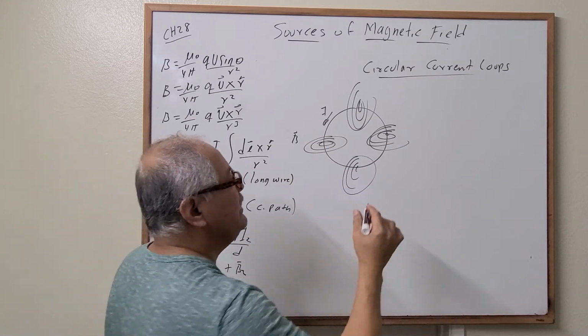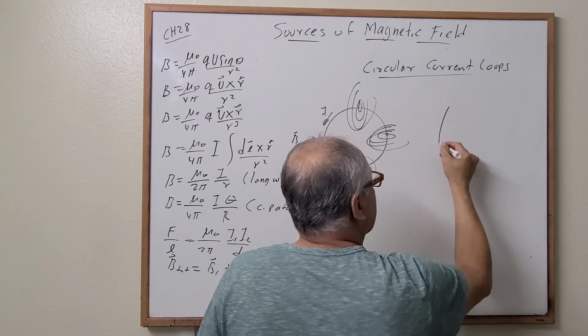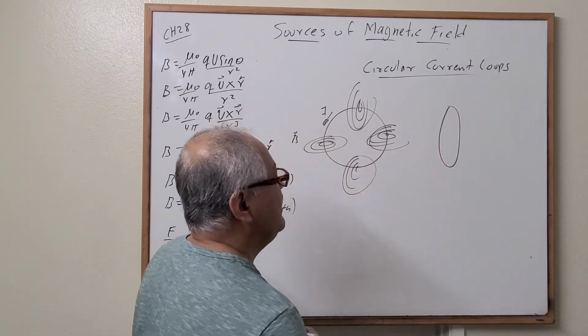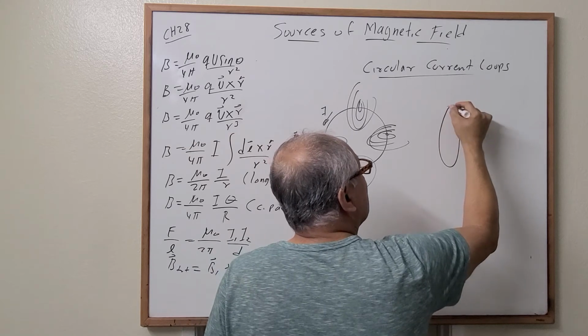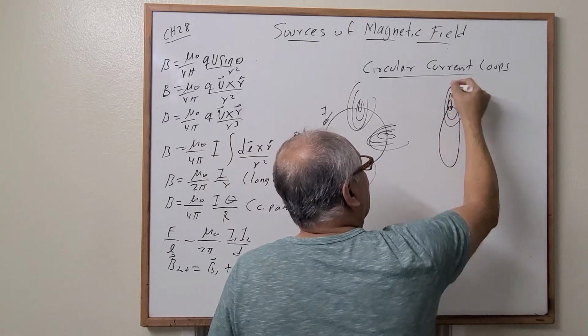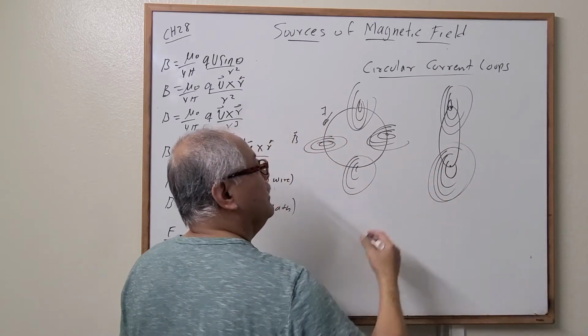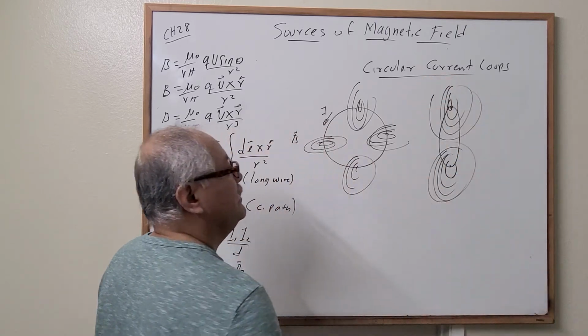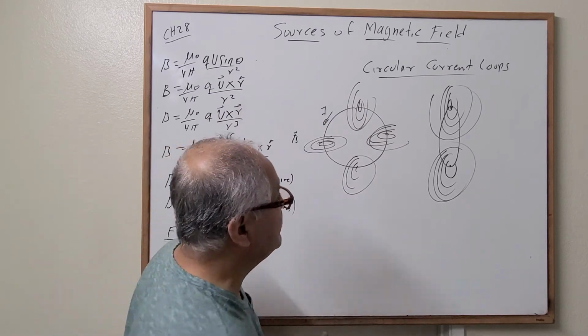Now we can make this in this way. Let's rotate this loop, and now it looks like this. The same thing. Let's pay attention only to this point. What do we have? Well, this is the magnetic field right there. This is the magnetic field right here. Now let's take this picture.